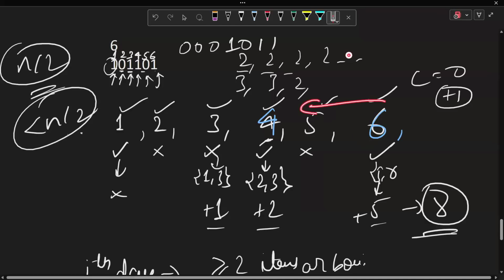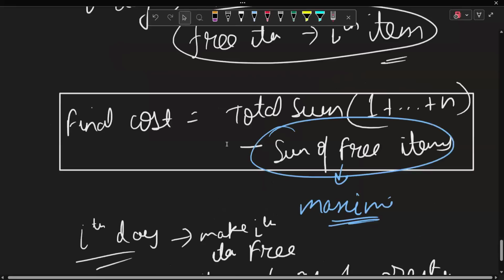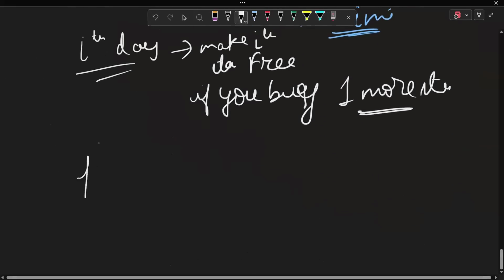So whenever you are moving to an index where SI is zero, then you would say that that item is not free. Now that item is not free, so it can be used to make some item free from ahead. So you would do a C minus minus. So what I'm doing is I'm moving greedily from the end, for i from n to 1.